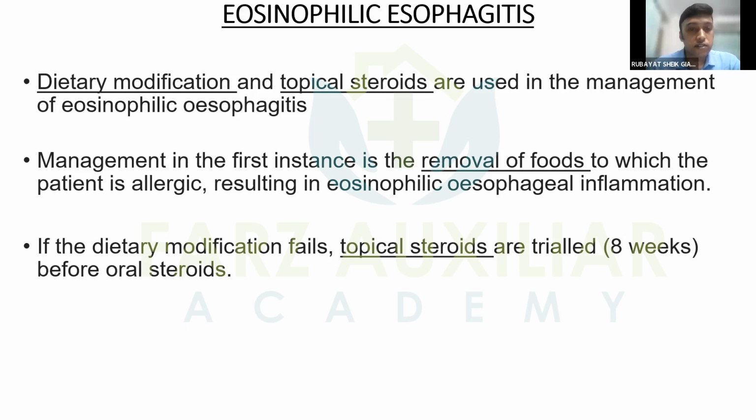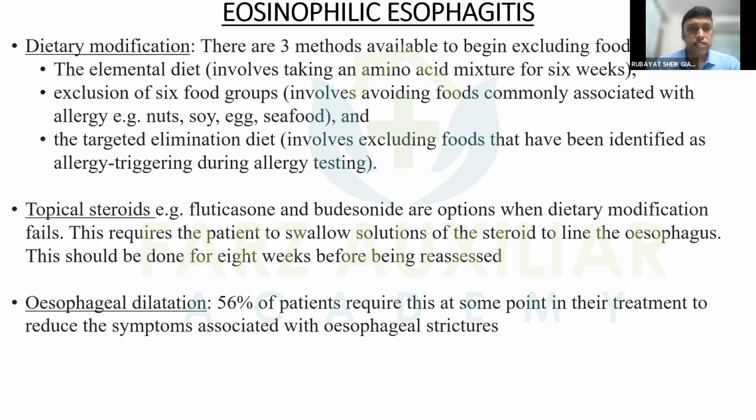Are you being asked about the first step of treatment? Then that's dietary modification. Are you being asked the second step of treatment, that the patient is not responding to diet change? What's the second step? That is topical steroids, not oral steroids. So this is the common question asked from eosinophilic esophagitis. There are a lot of details about the diet modification. You don't need to know all that.